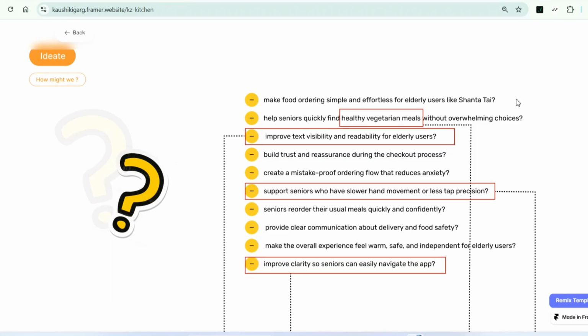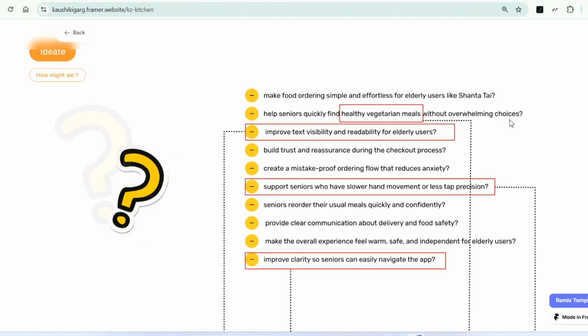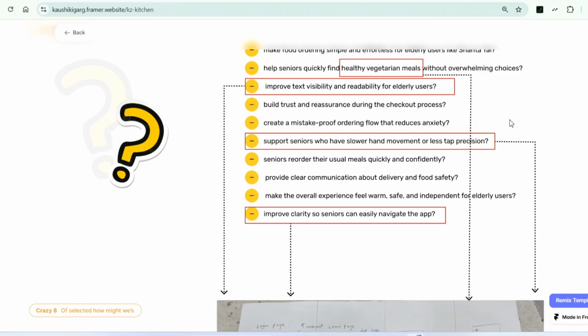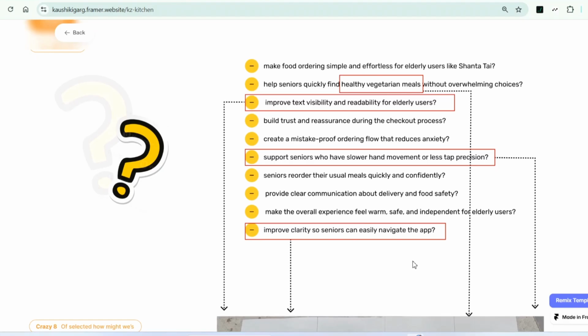So what I selected was to order a vegetarian healthy meal, increase the visibility and readability of the application, and support the seniors who have less tap precision. So some of them might have a shaky hand. So these are some of the patterns that they have. Their visibility decreases, and they have less hand precision, and they get annoyed very fast. So these are some of the patterns I noticed in the elderly. So we needed to cater to them first. Like there were too many issues, but these were the specific issues that I thought to cater.